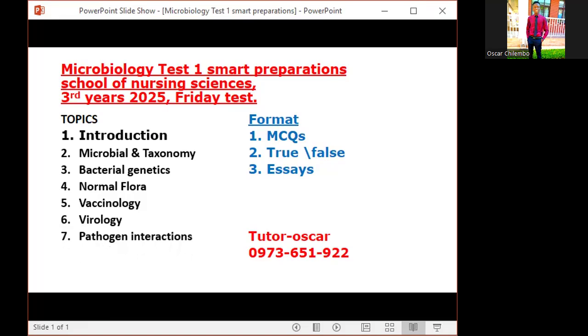Then for pathogen interactions, yes, he can bring questions here, but he just wants you to know the different receptors on how pathogens interact. They are like, I think, toll-like receptors? Those receptors and other receptors can be helpful to you.